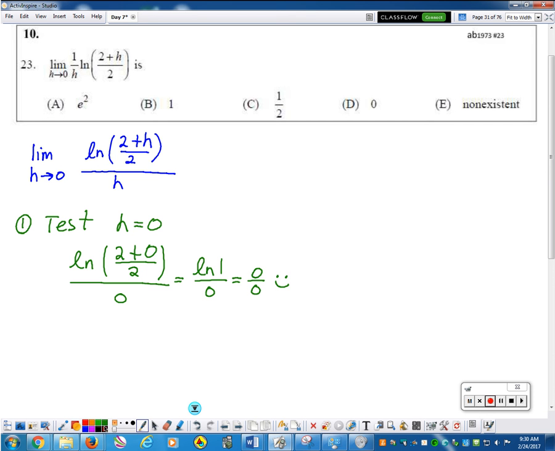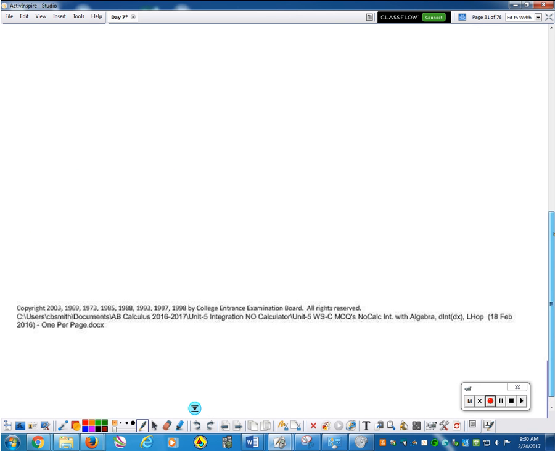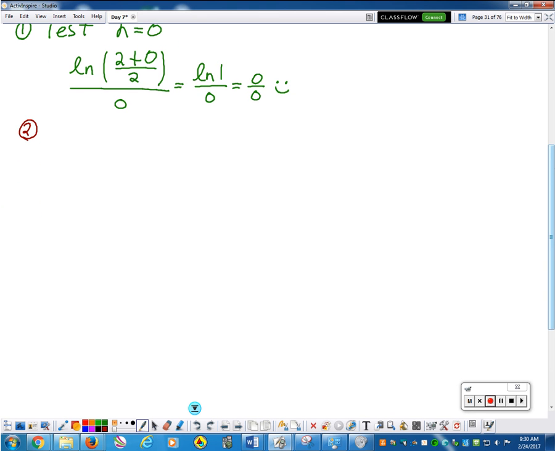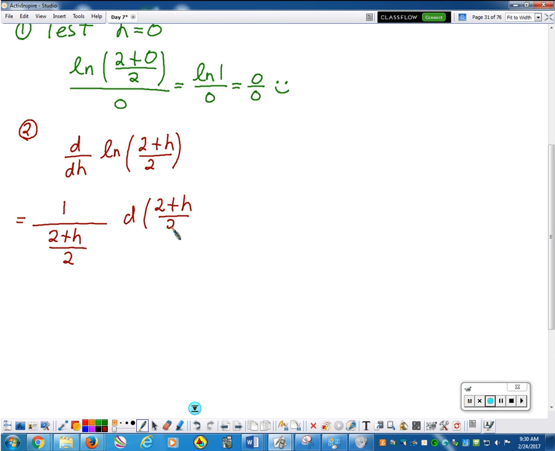So we go step number 2 here. Find the derivative of the top and the bottom. So I take the derivative of, and we always differentiate in terms of the limiting variables. In this case, that's h. Derivative of natural log of (2 plus h) all over 2. That's equal to, the derivative of the natural log of something is 1 over the something multiplied by the derivative of that something. Pause there for questions.